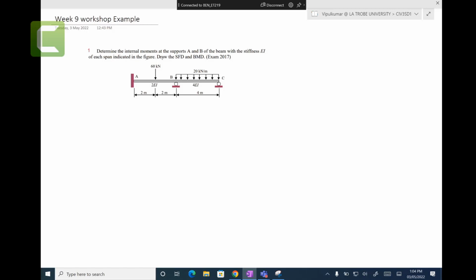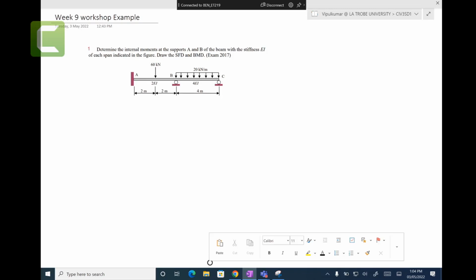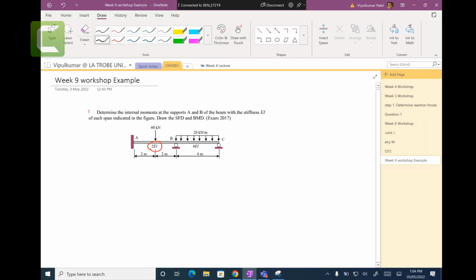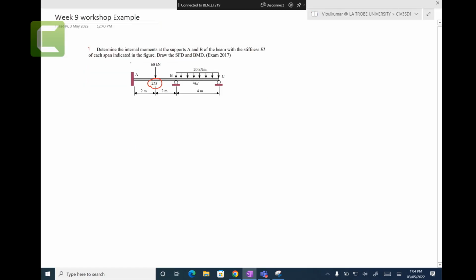Now, determine the internal moments at supports A and B. So we basically want to find the reactions of the beam, with the stiffness EI given for each span. The different stiffnesses are given here. And then draw the SFD and BMD. This was a final exam question in 2017, so students in 2017 solved this example in their final exam.